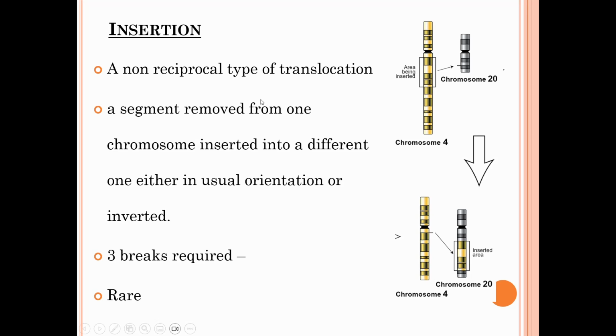Now insertion. Here you see a non-reciprocal type of translocation. A segment is removed from one chromosome and inserted into a different one, either in usual orientation or inverted. Here three breaks are required. You can see there is chromosome 4 and there is chromosome 20. One break happened here, one break happened here. This part is removed and it is going and joining here, because a break happened here, so in between it got inserted. This is known as insertion. Example is from chromosome 4 to chromosome 20.